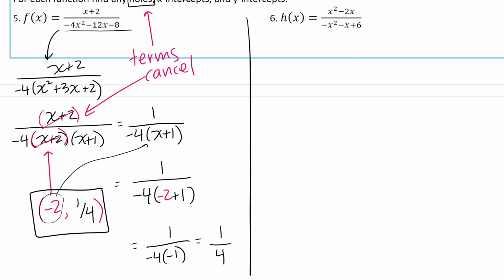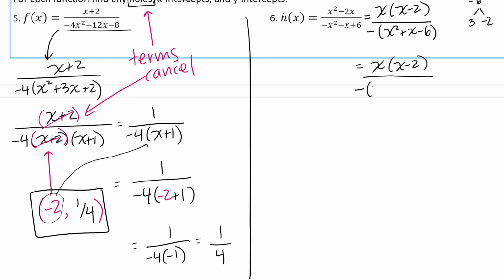All right, let's do it again. We're going to factor on number 6. I have x times x minus 2. And in the denominator, first let's take out the negative. We're left with x squared plus x minus 6. What multiplies to negative 6 that adds to 1? Let's see, how about 3 and negative 2? All right, so let's go ahead and factor: x times x minus 2 all over negative x plus 3 times x minus 2. We have our terms canceling out with the x minus 2, so we do have a hole.